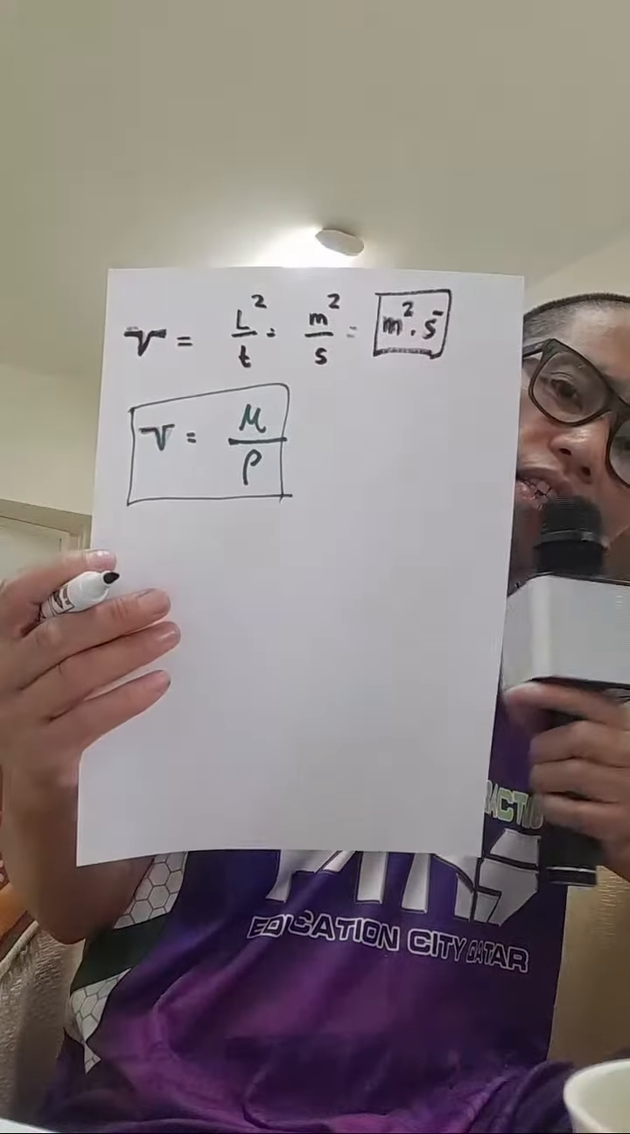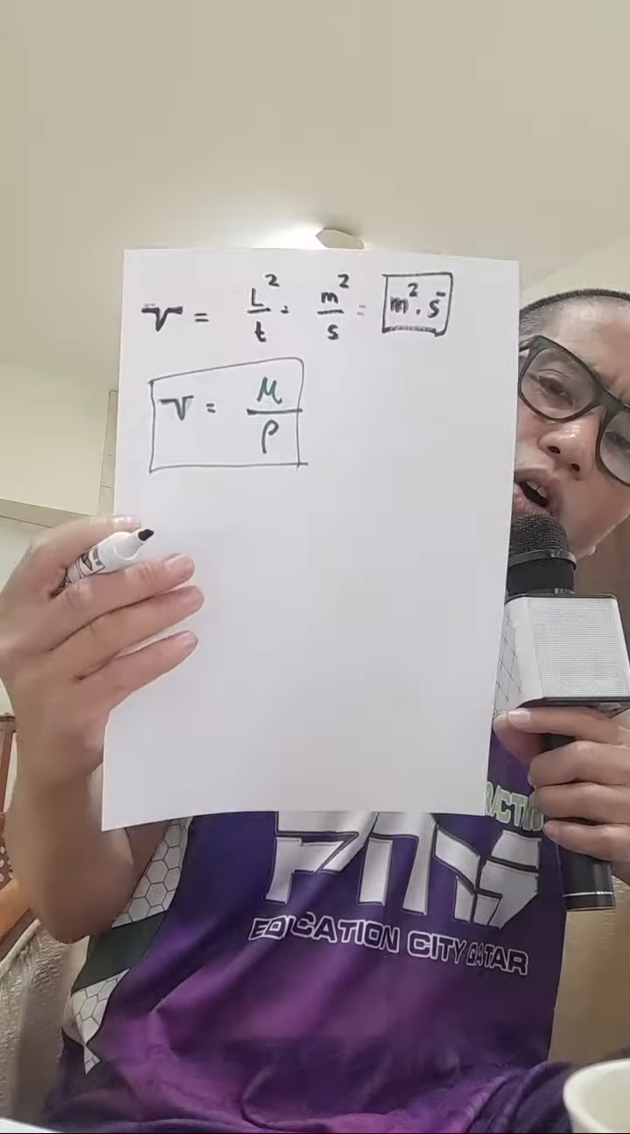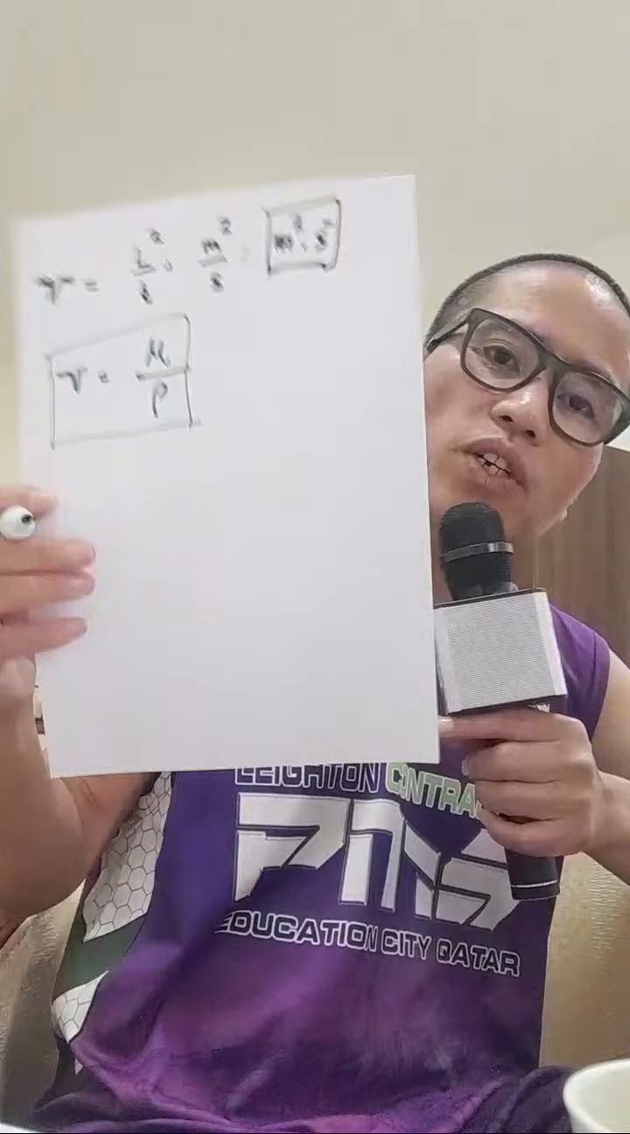Kinematic viscosity is equal to absolute viscosity over the density. Let's forget a little bit the dynamic, because dynamic and absolute, as I said earlier, are just the same and can be used interchangeably. Do not be confused by that. Now, if the unit of kinematic viscosity is square meter per second, then we have to prove the unit of the absolute viscosity.